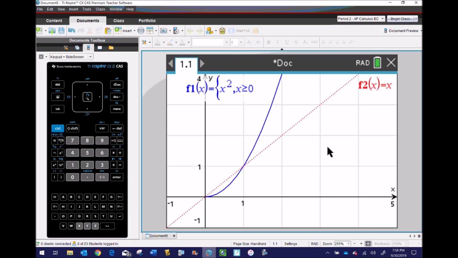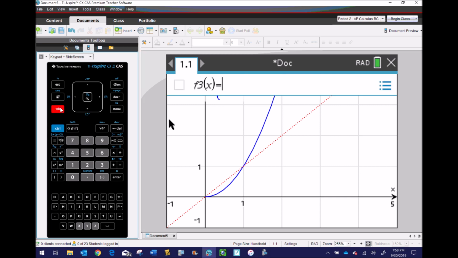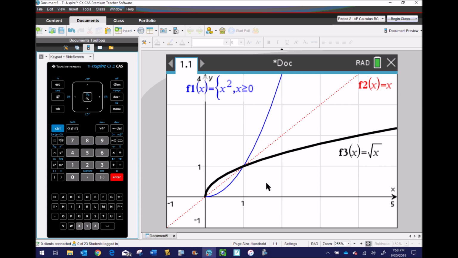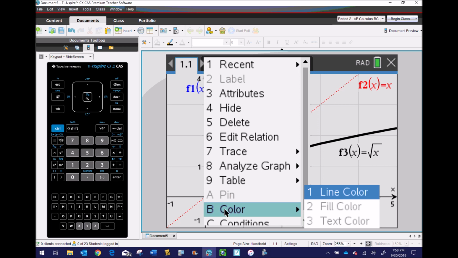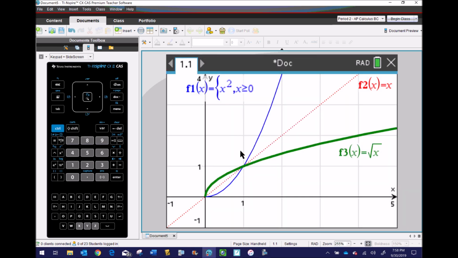So if I return back to our graph, I can go ahead and pull up the graph entry line, and my f3 of x function is going to be the square root of x. And we see that it is indeed nice and symmetric with respect to the line y equals x. We're going to come back to this function and do something with it in a second. In fact, I'm going to change the color of this function and make it a little bit bolder. Let's make that green.